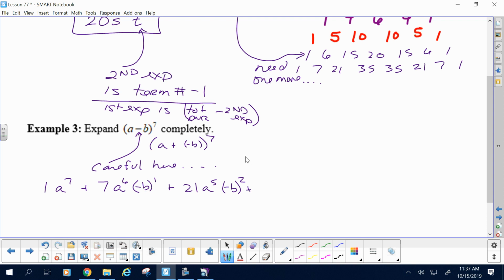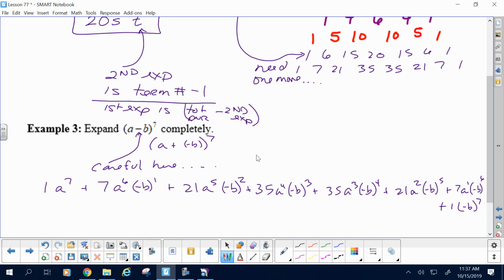Then 35, a to the fourth, negative b to the third, then 35, a to the third, negative b to the fourth. We're getting there. 21, a to the second, negative b to the fifth, plus 7, a to the first, negative b to the sixth, plus 1, b, negative b to the seventh. Now, unfortunately, we're going to have to clean this up.